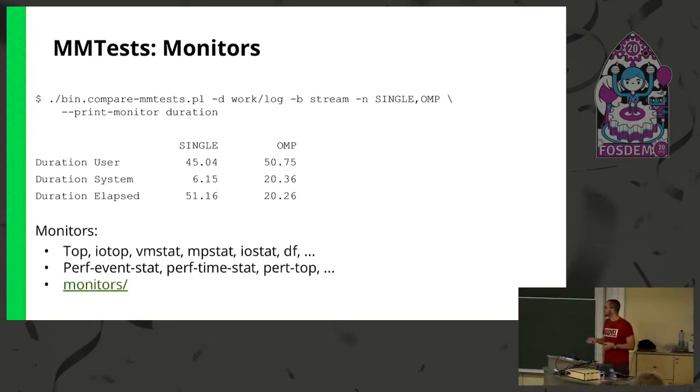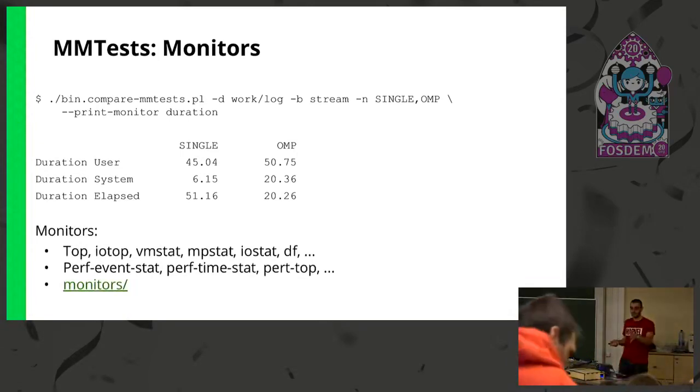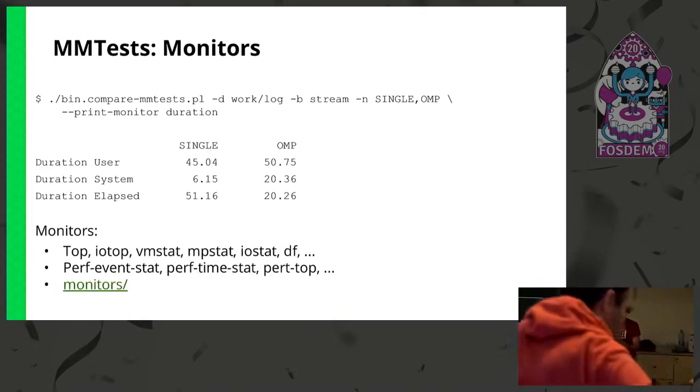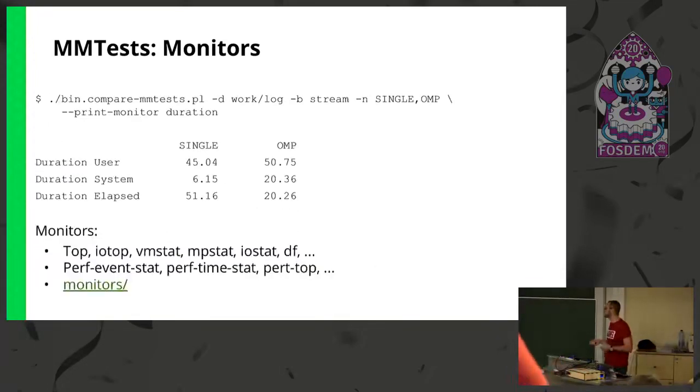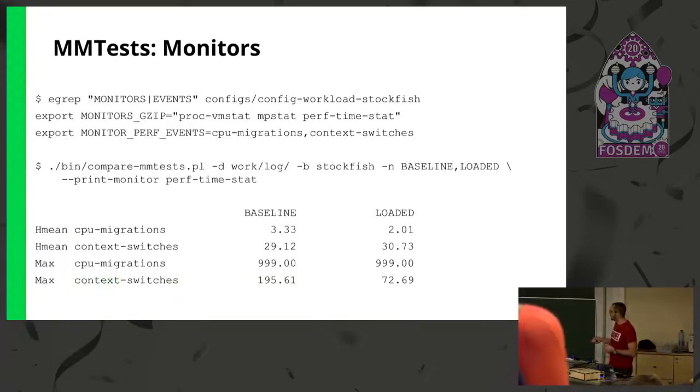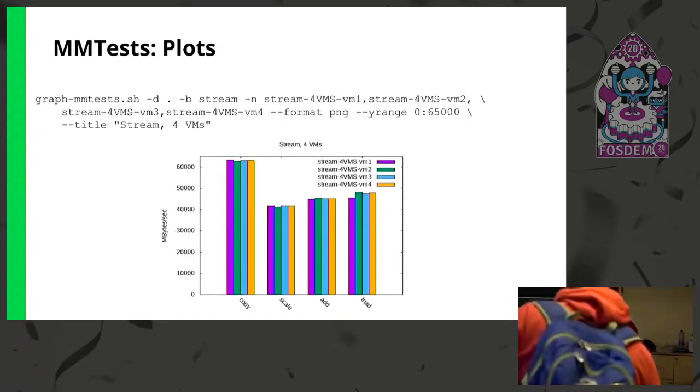So basically, again, you can ask MMTests to print the comparison between the values that it has sampled for these monitors during the two runs. And this is another example of monitors. This one was just monitoring the duration, which is very trivial, and this other one was actually using perf for collecting these metrics: migrations, context switches. And yeah, as I said, you can plot.